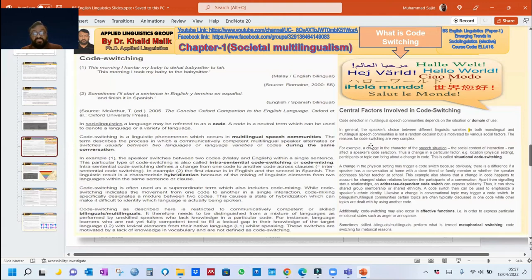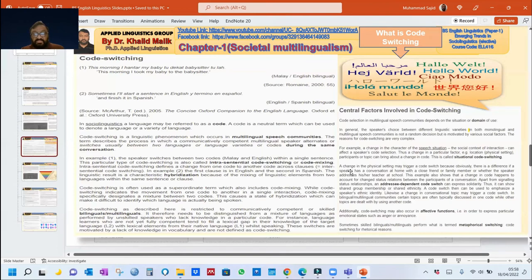The reasons for code switching are very complex. For example, a change in the character of the speech situation, the social context of interaction, can affect a speaker's code selection. Thus, a change in a particular factor, for example, location, physical setting, participants, or topic can bring about a change in code. This is called situational code switching.